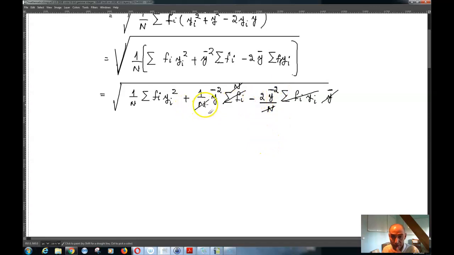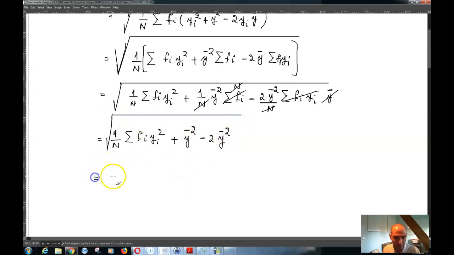So what you have is the square root of 1 over n sigma of f of i y of i squared plus, the only thing we have here, y bar squared minus 2 times y bar squared. And that is the same thing as the square root of 1 over n sigma of f of i y of i squared, minus y bar squared.